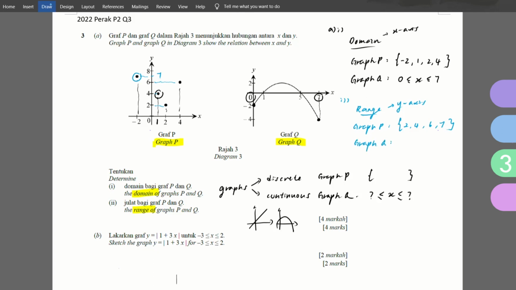So for graph Q, we need to find the lowest y value and the highest y value. So here what we can see is that this -4 is the lowest point and 2 is the highest. So here we will just write -4 to 2. But in the middle here, we need to refer back to our axis. So here it's y, or for chapter 1, we can assume y is also f of x. So here we will just write this.